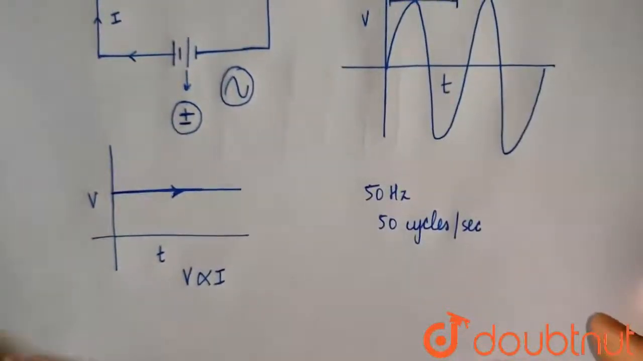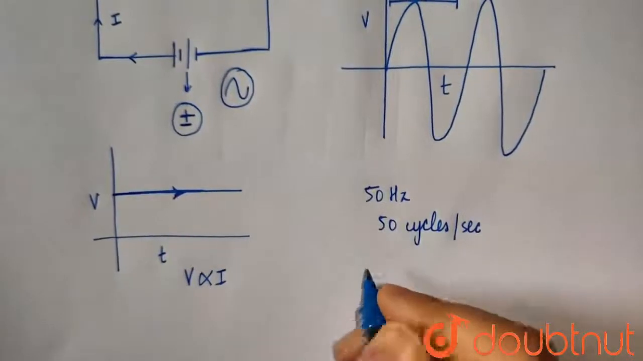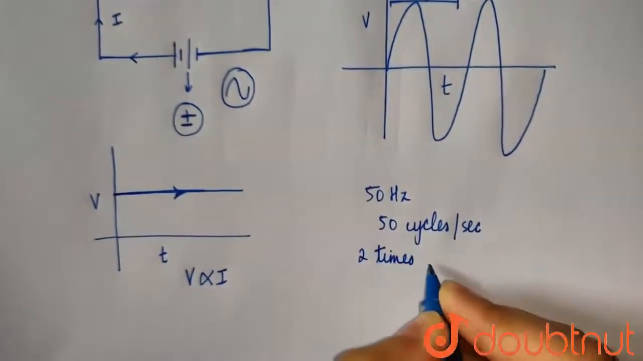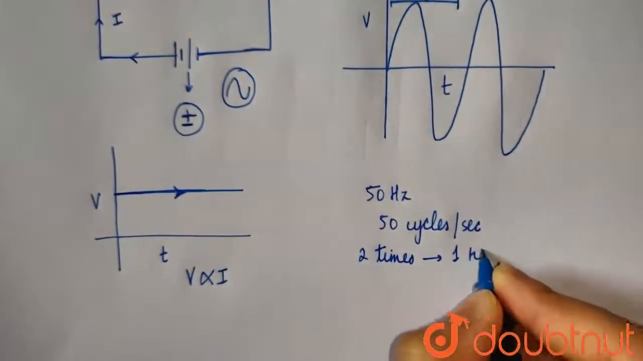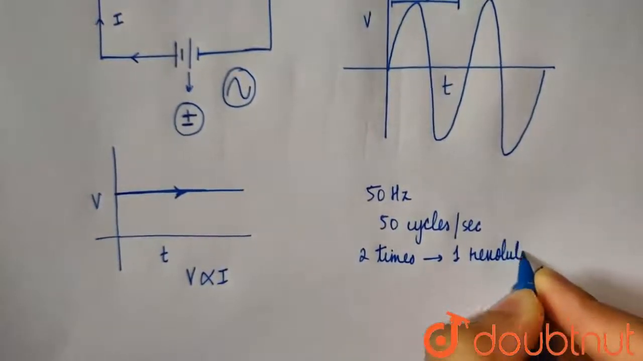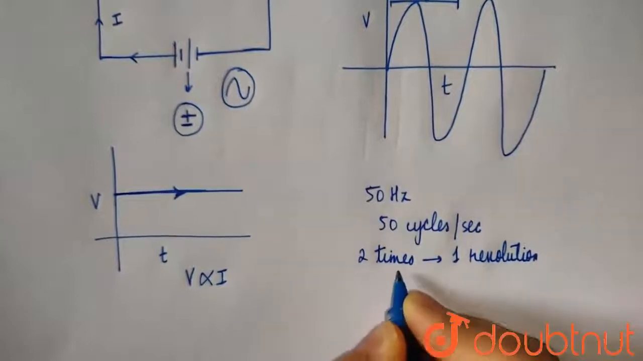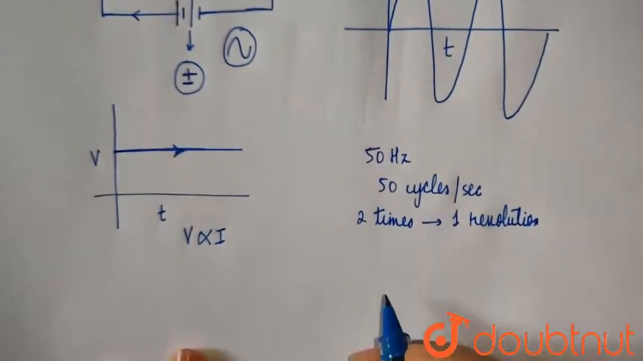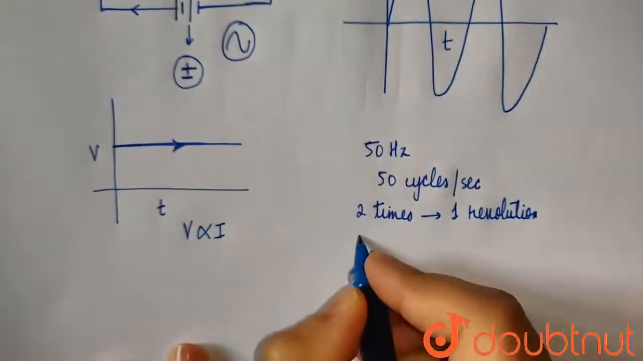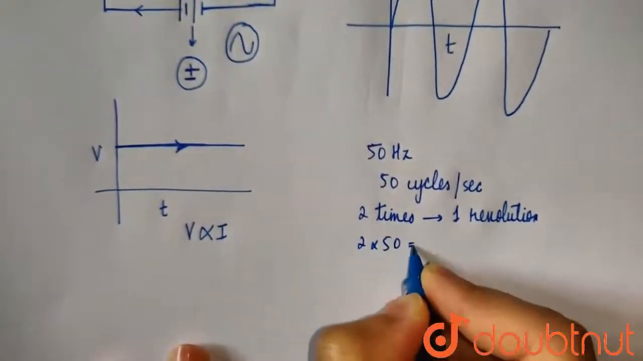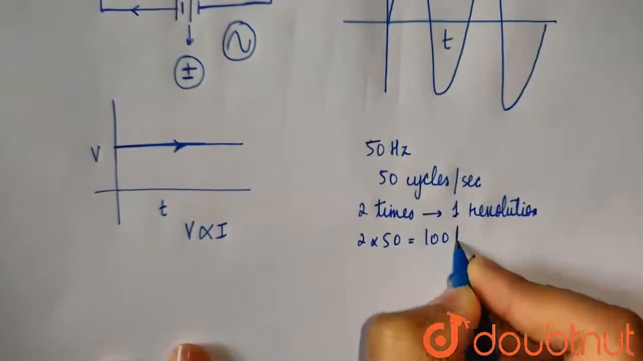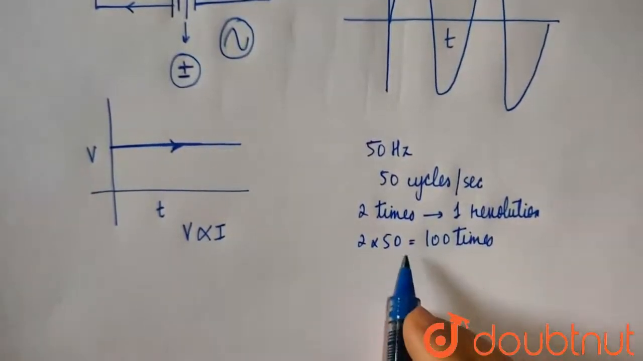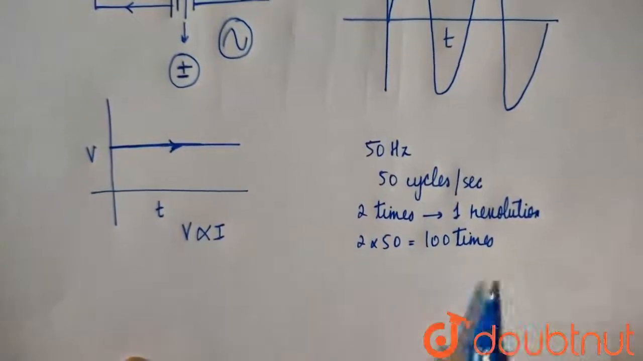And we also know that it changes its direction 2 times in one revolution. Let's say in one cycle it changes its direction 2 times. So if there are 50 cycles, how many times will it change its direction? That is 2 into 50, which gives us 100 times. That means it changes its direction 100 times in 1 second.